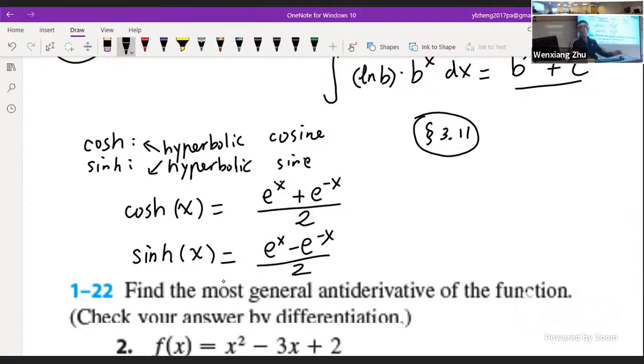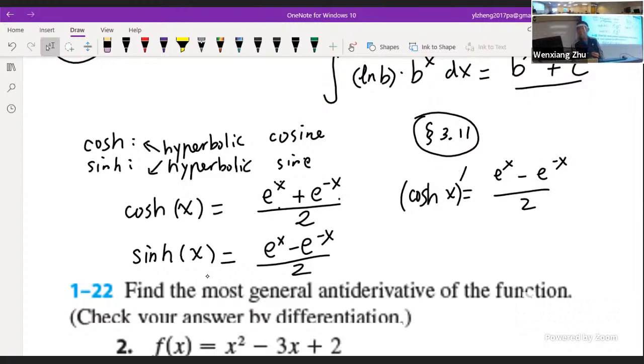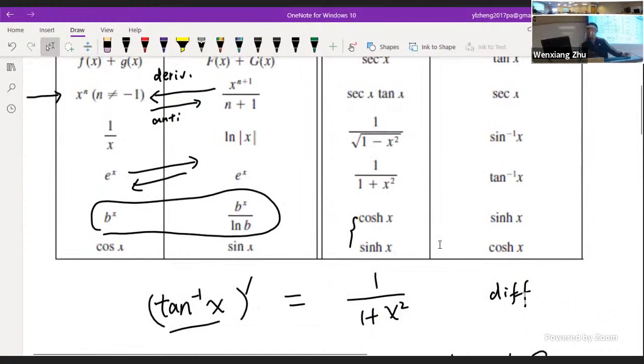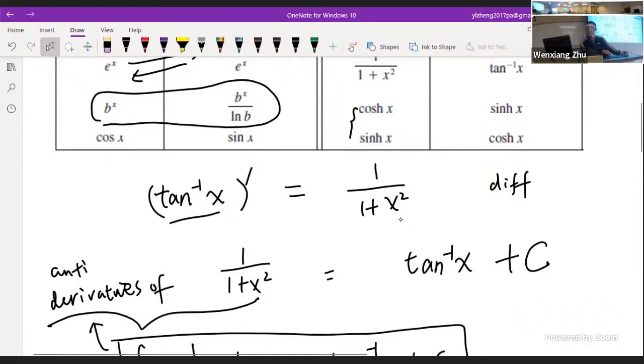So that's why when you take the derivative of hyperbolic cosine of x, you have e to the x on the top, and by the chain rule, minus e to the minus x, times a half. So when you do the derivative, you get hyperbolic sine of x. So that's why you see on this line here, you have hyperbolic cosine and hyperbolic sine. You take the derivative of cosh, you get sinh. And the hyperbolic sine, you take the derivative, you have the hyperbolic cosine function. So this is nothing new. If you want to know more about that, you can read section 3.11.